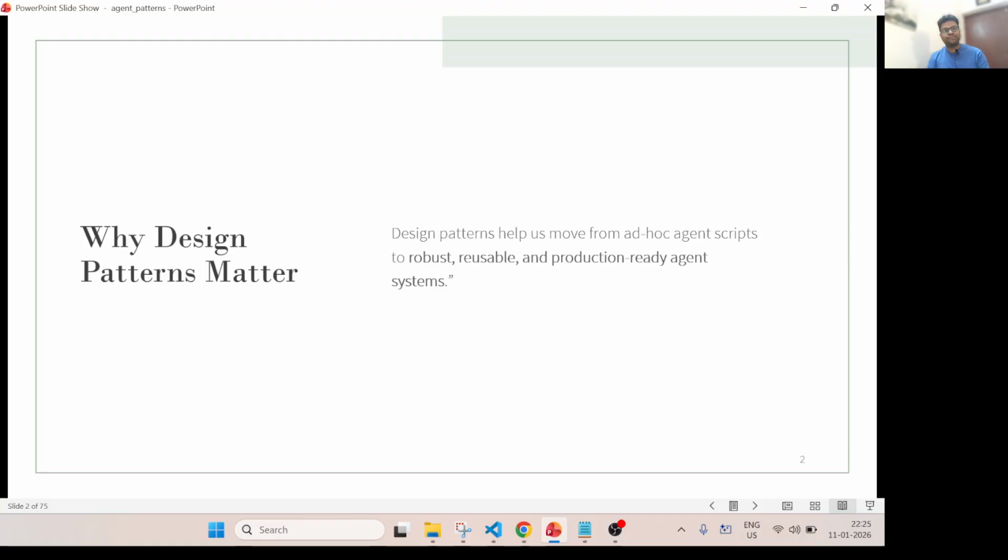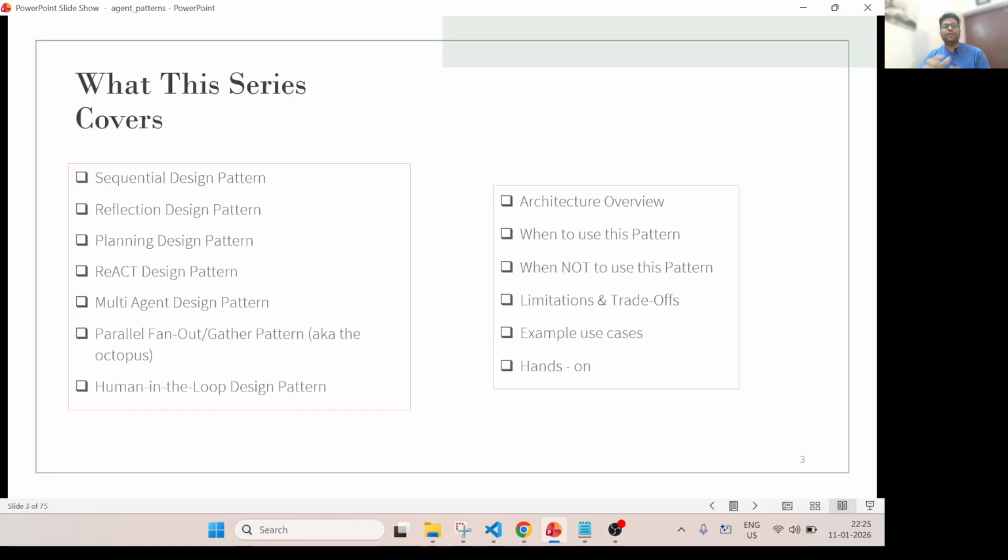So it will help us to move from building a very simple, fragile agent to a more robust, reusable and production ready agents. Okay. So now in this video series, we will talk about the 7 most common design patterns that you can use depending on the use case you have. So the patterns are: we have the sequential design pattern where you can connect the agents as a chain in a sequential pattern. Then we have the reflection design pattern, the planning design pattern, the most famous ReAct agent pattern, and also the multi-agent design pattern. The last two are the parallel fan out and gather kind of design pattern, and the last one is the human in the loop design pattern.